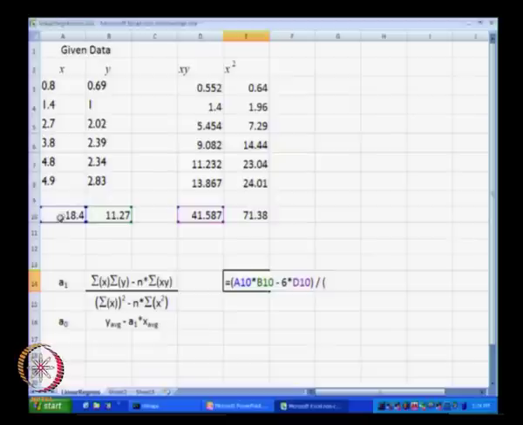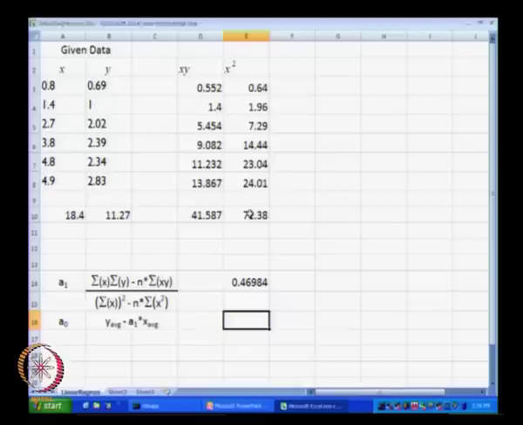Summation of x is nothing but this guy, whole squared, minus n times, which is 6 times summation of x squared, okay, and summation of x squared is this, and we close the bracket, and that becomes our denominator, and this is nothing but our A1.